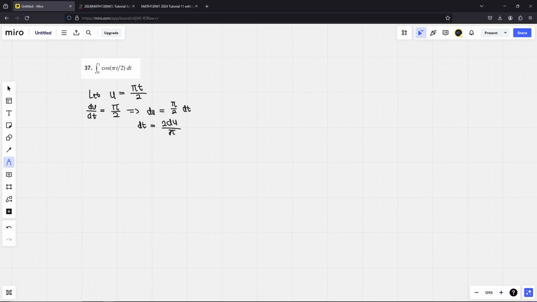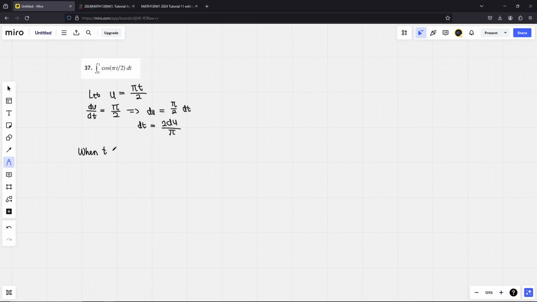Okay, so let's sub in what we have so far. Actually, before we do that, this is a definite integral, so we're going to want to calculate the new bounds as well. So let's look at 1 and 0. If we look at these bounds, this is when t is going to be 1 and when t is going to be 0.